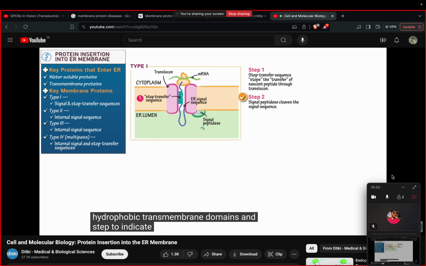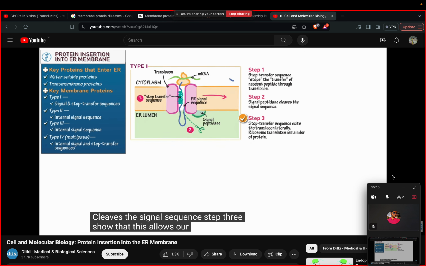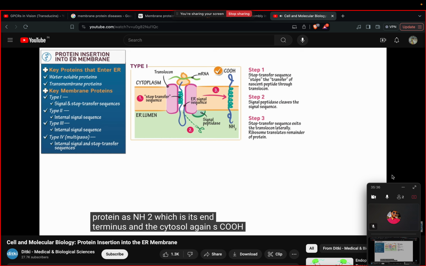In step 2, indicate that signal peptidase cleaves the signal sequence. Step 3, show that this allows our stop transfer sequence to exit the translocon laterally. Even after this occurs, the ribosome continues translating until the remainder of the protein is synthesized before dissociating from the membrane. Finally, label the luminal side of the protein as NH2, which is its N-terminus, and the cytosolic end as COOH, which is its C-terminus.